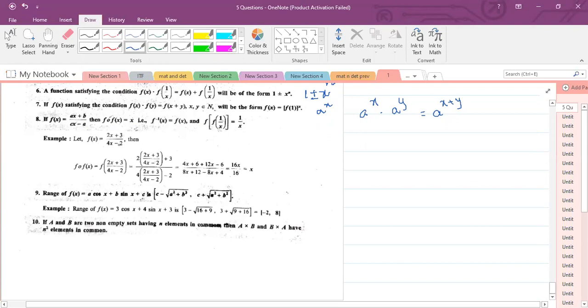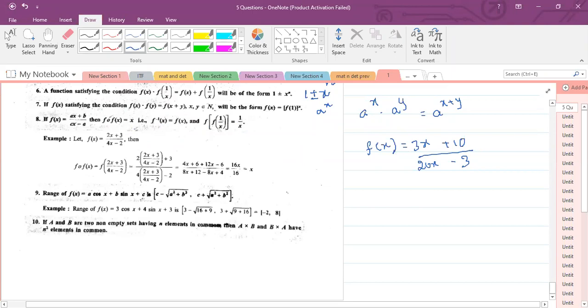2x plus 3 divided by 4x minus 2, whatever it may be, if this a comes in the denominator as minus a, not necessarily this. I will give you one more example. f of x is equal to 3x plus 10 divided by 20x minus 3. This is also in the form of ax plus b divided by cx minus a itself. Then no need to find f inverse of x. Definitely it will be the same function itself, or f of 1 by x is equal to 1 by x itself.